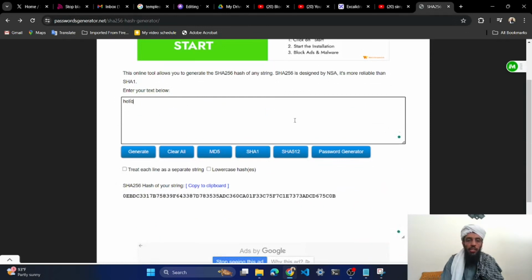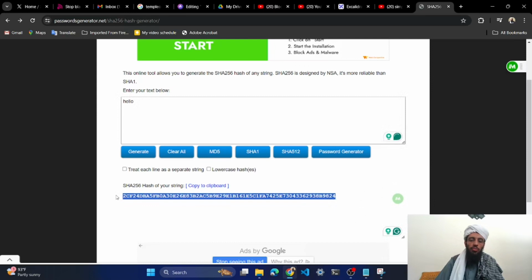So let's say I write hello. This is the word hello written, and it generated a hash value for me. You can see here, this is a 64-character hash value. Inside it, there are numbers and alphabets. Both of them are combined.